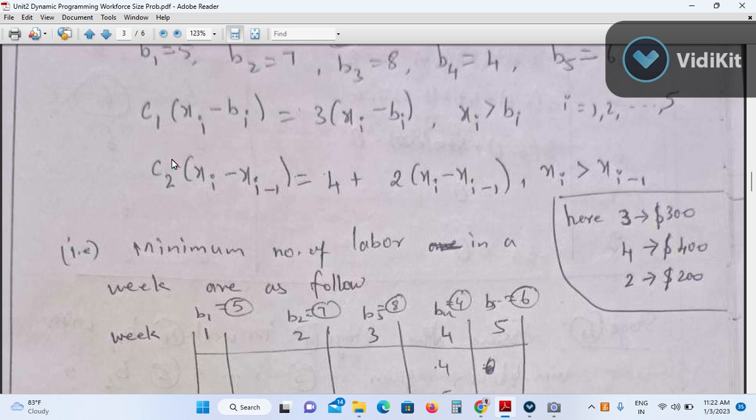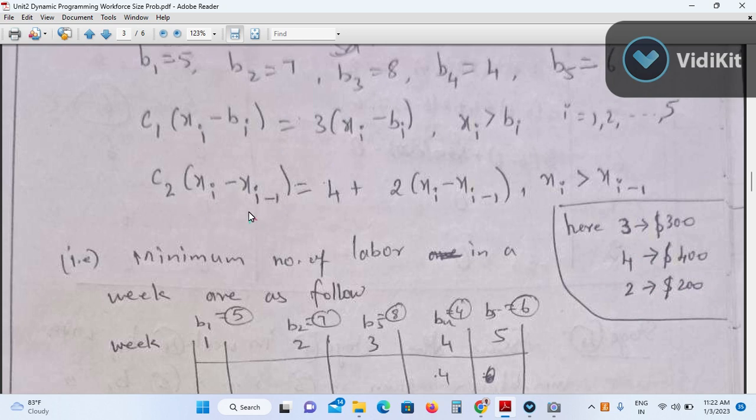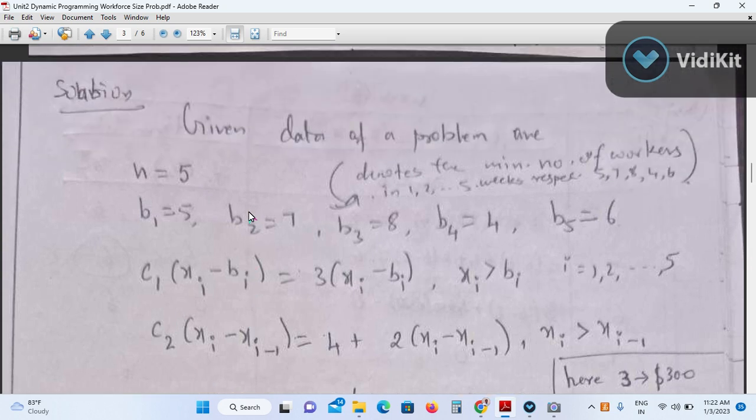So now similarly going to C2, we already defined what C2 means: nothing but the difference of the workers between the previous week and this week. So therefore here the $400 is a fixed cost, you have to pay it, that is denoted by 4. For each and every worker you have to pay $200, therefore 2 into the difference of the workers, xi minus x(i-1). So these are all the things we observe.